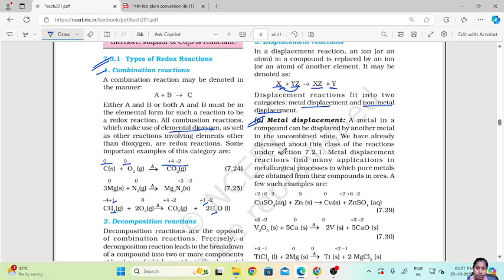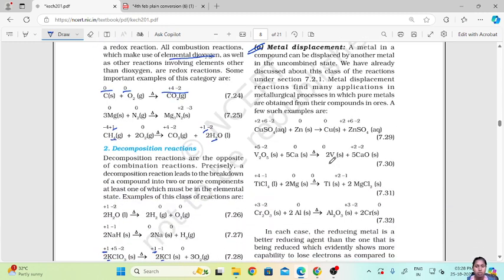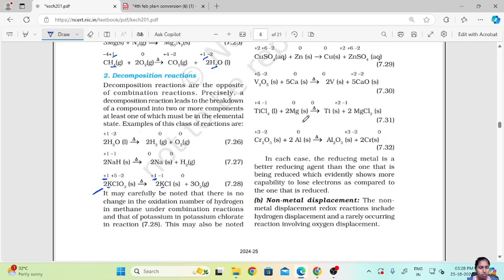Metal displacement reactions find many applications in metallurgical processes in which pure metals are obtained from their compounds in ores. So where is this metal displacement used? It is basically used in metallurgical processes where you can isolate pure metals from their ores. Some of the examples are given here. As I explained here, copper is displaced by zinc. Some other examples are also given here.